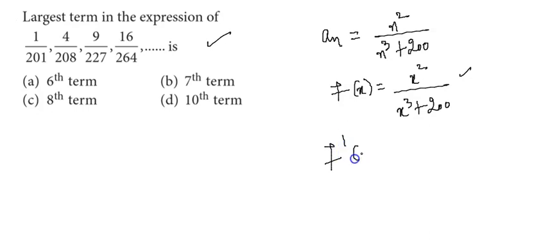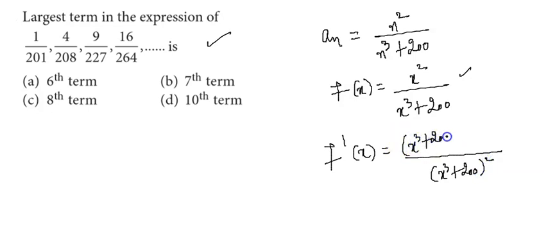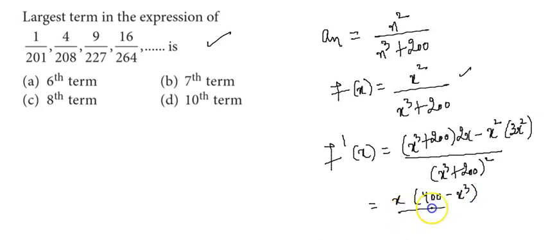So let us find f dash x. If I differentiate this, we have to use the quotient rule. Keeping the denominator as it is, the derivative of x square will be 2x, minus x square as it is, and its derivative will be 3x square. So it will be x into 400 minus x cube, divided by x cube plus 200 whole square.